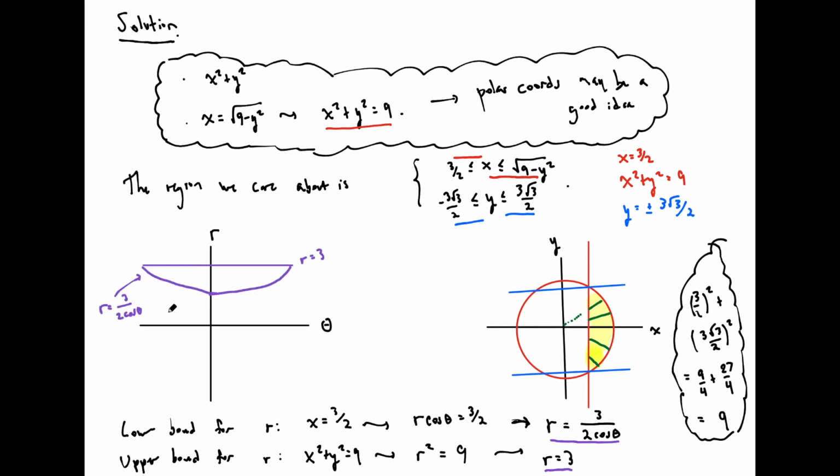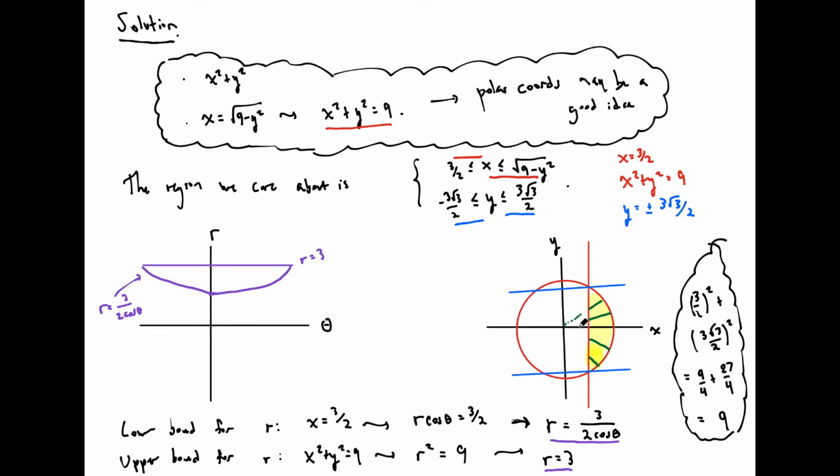So just so we have a visual reference in the r theta world, here's what these two curves look like. In the r theta world, I've got r equals 3, which is a horizontal line. And then this one's a little hard to visualize, but 3 over 2 cosine theta is going to look like this. If you don't believe me, you could graph this in Wolfram Alpha or something. But hopefully it makes sense geometrically what's happening over here.